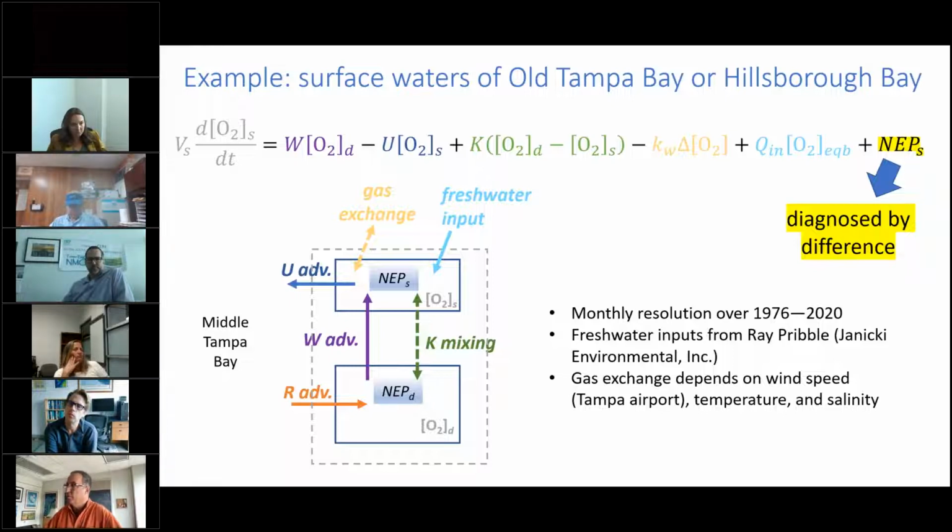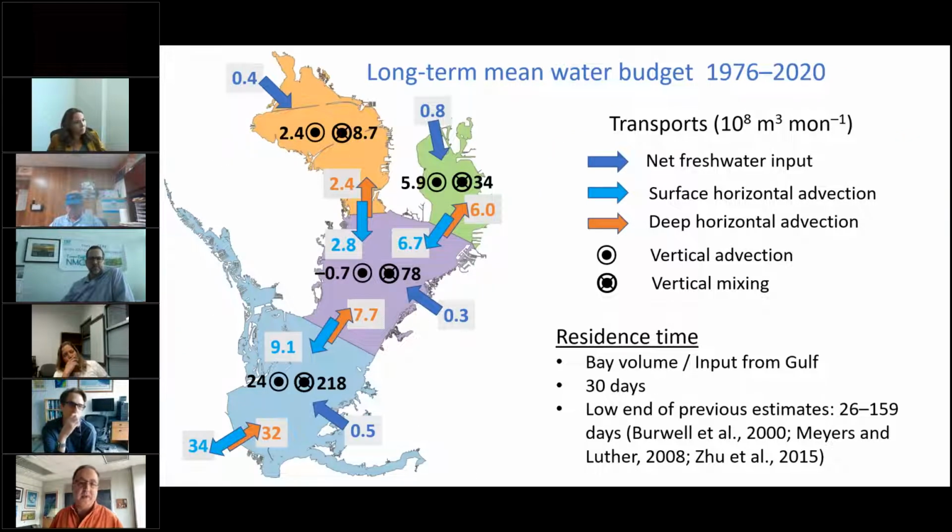And we've assumed equilibrium with the atmosphere. So from our water quality monitoring data and the salt budget, we know all of those terms except for the NEP. And so we calculate the NEP by difference. That's the basic approach of the method, and it's been around for quite a while, but hasn't been used on Tampa Bay.